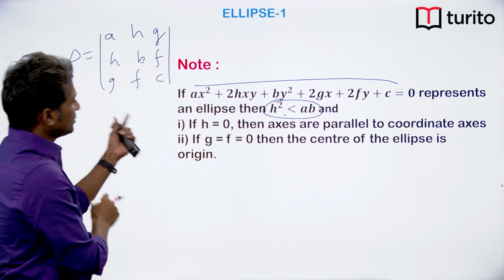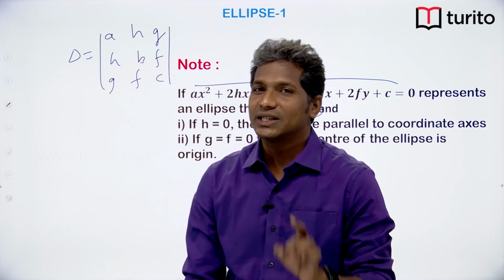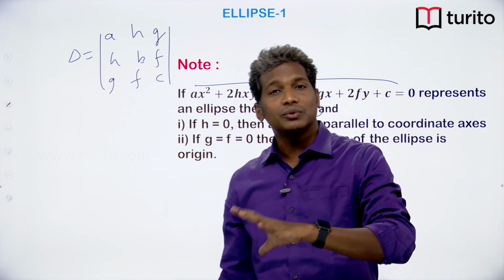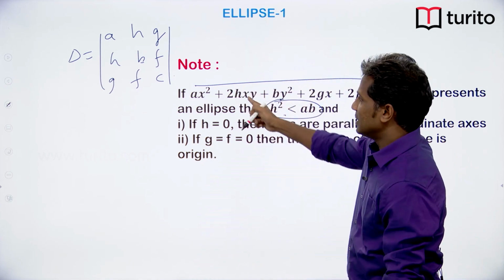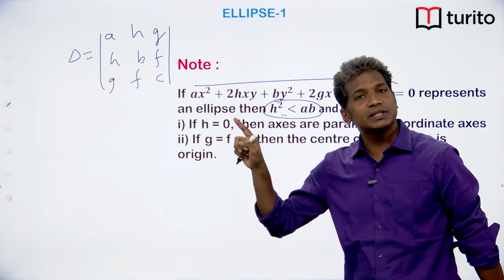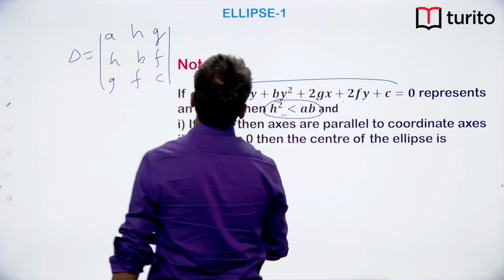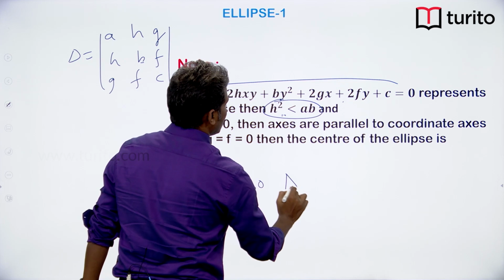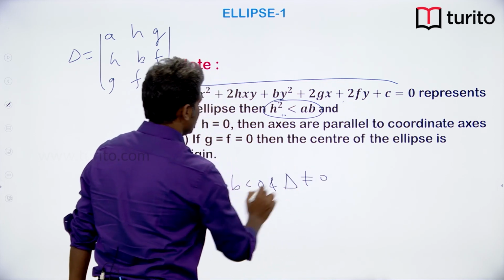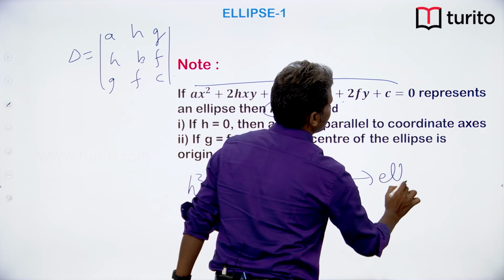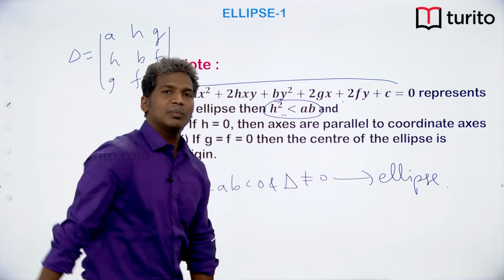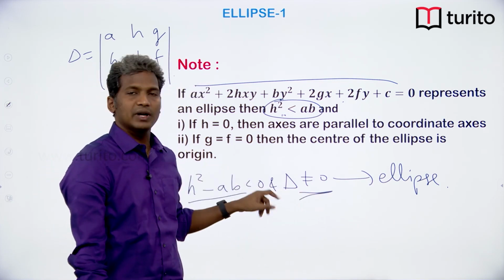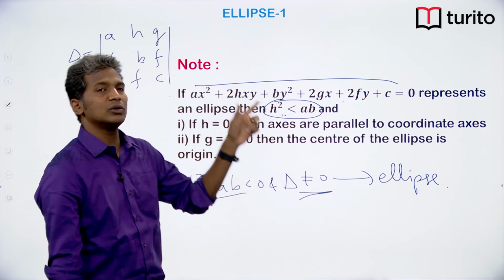Now if this determinant is equal to 0, it represents a pair of straight lines. If it is not equal to 0, only then we can think about the conics. So this statement is right, but the converse is not right. For the converse to be true, we have to put another condition that this delta must not be 0. If this is valid, then it gives an ellipse. But if it is already representing an ellipse, then this must be valid, this also must be valid. So this statement is right, but the converse is not right.